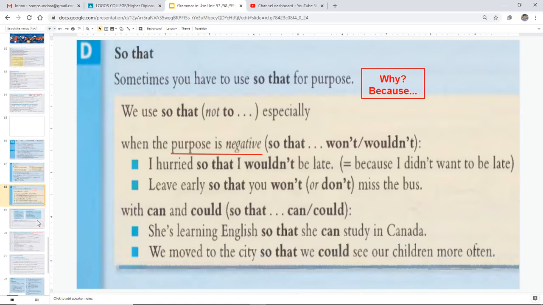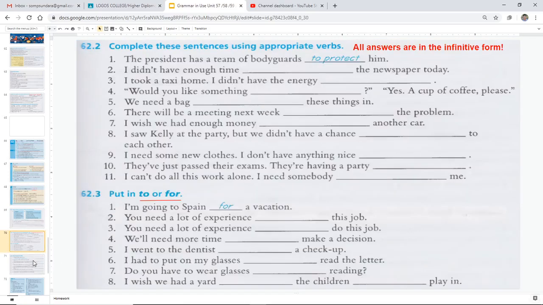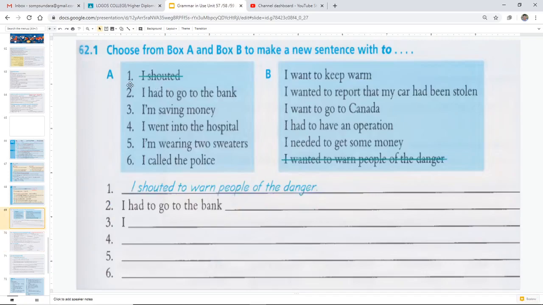Okay, let's look at some exercises. Part A. Let's do this one together. Choose how the sentence ends with B. We make a new sentence. We want to use "to." Number one, I shouted. Why did you shout? I wanted to warn people of the danger. I shouted to warn people of the danger.